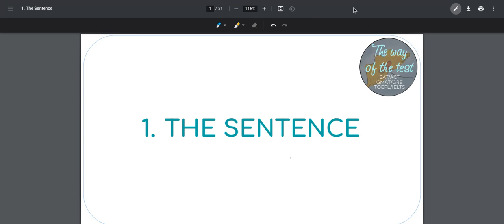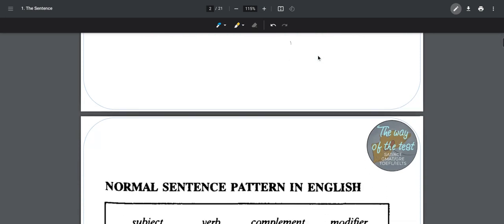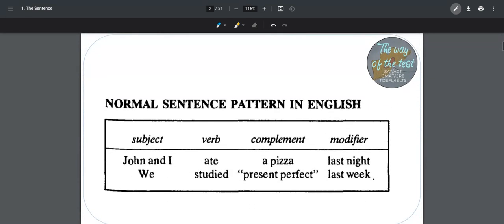Remember, you can pause the video at any time, or you can also rewatch it at any time. So, what is the normal sentence pattern in English? The correct sentence pattern in English is we have a subject, we have a verb, we may have a complement, and we may have a modifier.